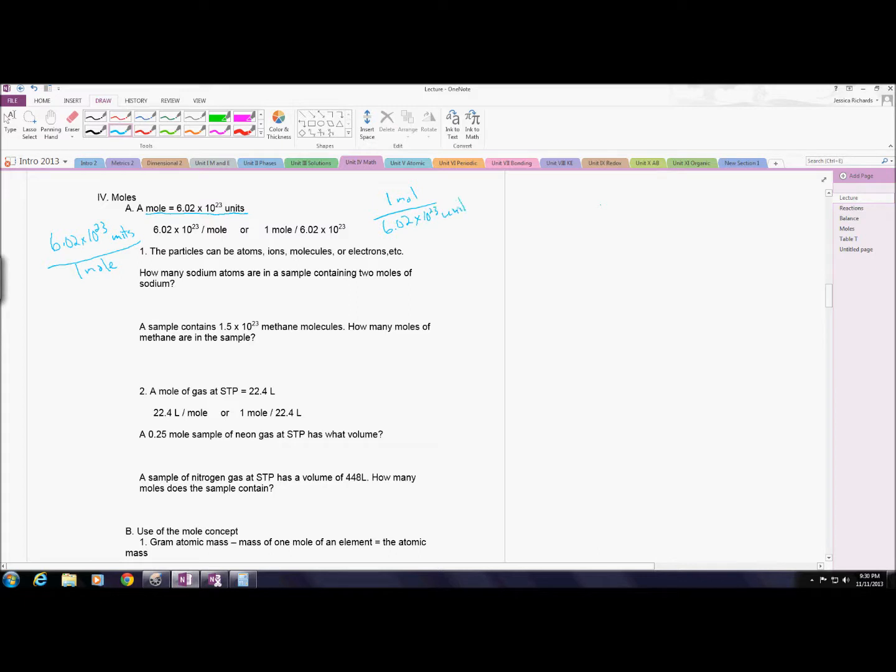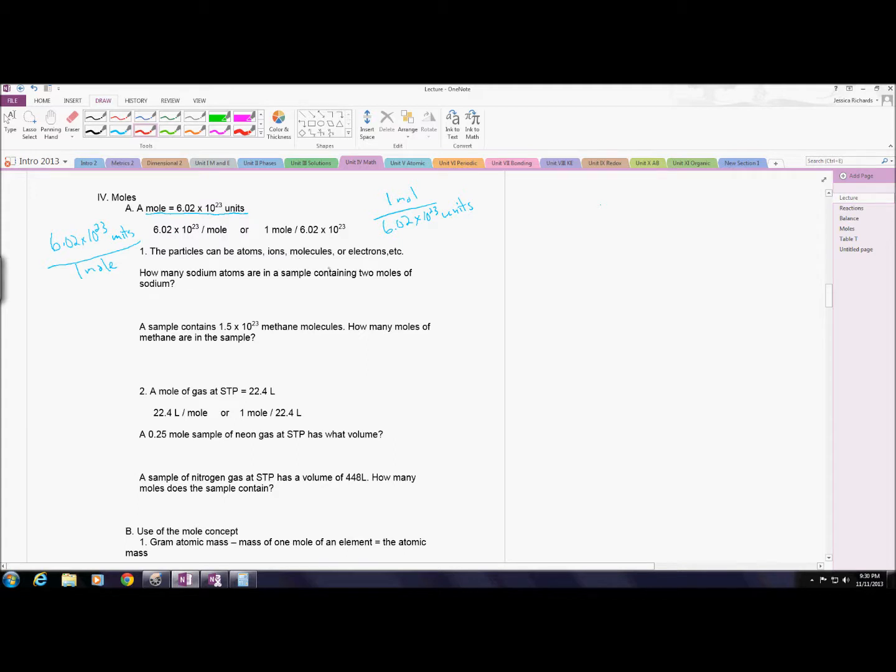It would be no different than using 1 dozen is 12 pieces, or that there are 12 pieces in every 1 dozen. It's the same kind of conversions, okay? But we're going to put chemical compounds to it, and 6.02 times 10 to the 23rd is a pretty big number, so it makes things a little more complicated.